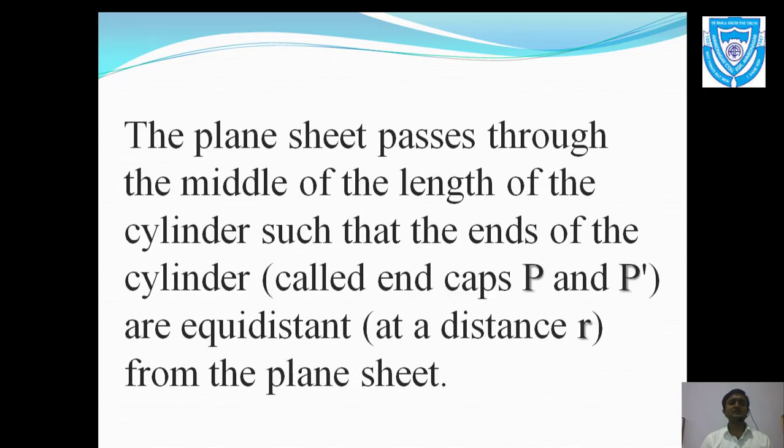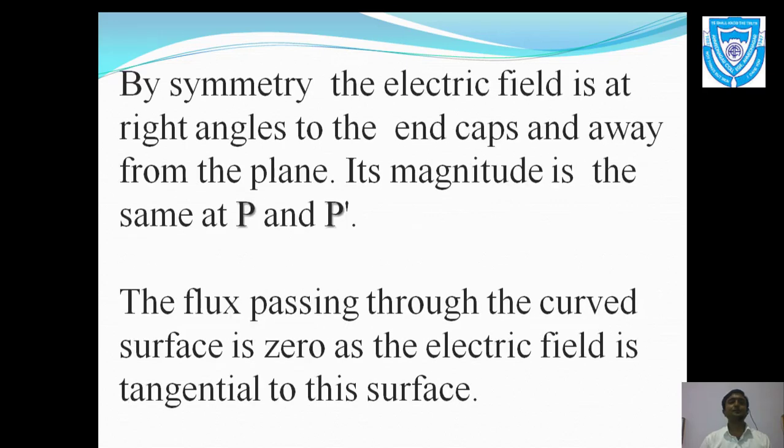The plane sheet passes through the middle of the length of the cylinder such that the end caps P and P dash are equidistant, at a distance small r from the plane sheet. By symmetry, the electric field is at right angles to the end caps and away from the plane. Its magnitude is the same at P and P dash. Since there is uniform charge distribution and P and P dash are equidistant from the plane sheet, which is r on both sides, it will remain the same.